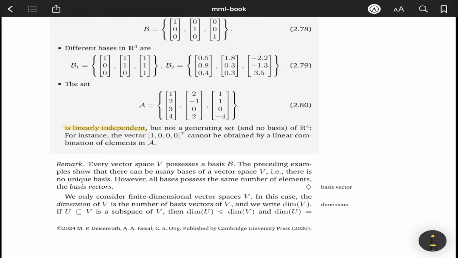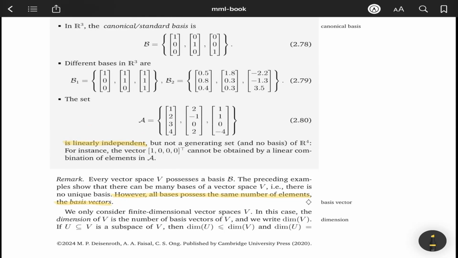Remark, every vector space V possesses a basis B. The preceding examples show that there can be many bases of a vector space V. For example, there is no unique basis. However, all bases possess the same number of elements, the basis vectors. So the number of elements is the same. What they mean with elements, I think, is the number of vectors you have in the basis set.